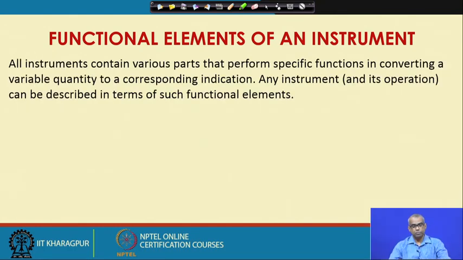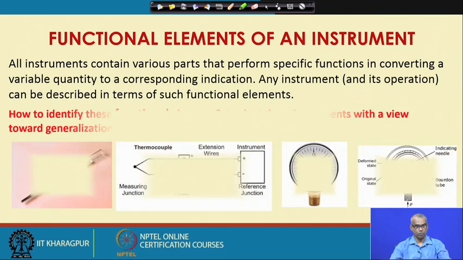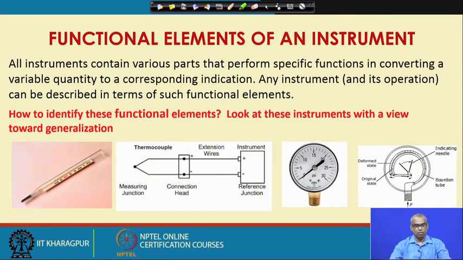All instruments contain various parts that perform specific functions in converting a variable quantity to a corresponding indication. Any instrument and its operation can be described in terms of such functional elements. So, the question we ask is how to identify these functional elements.